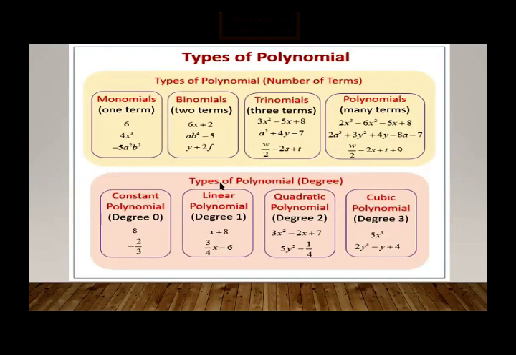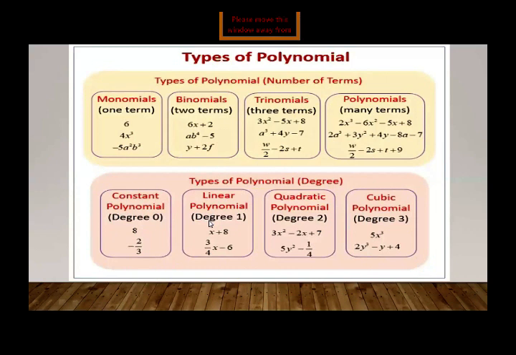Now we take types of polynomial according to degree. Degree means exponent. So there are four: constant polynomial, linear polynomial, quadratic polynomial, and cubic polynomial. So constant polynomial is the polynomial in which degree is 0 or the exponent is 0, like 8 or minus 2 upon 3.